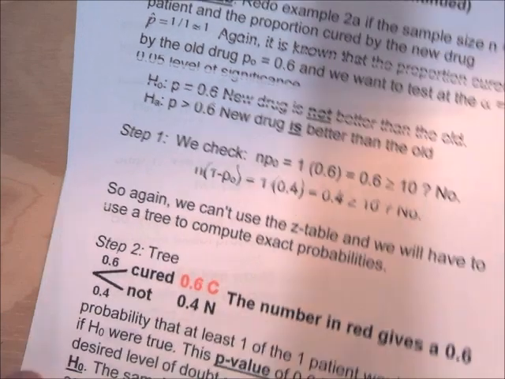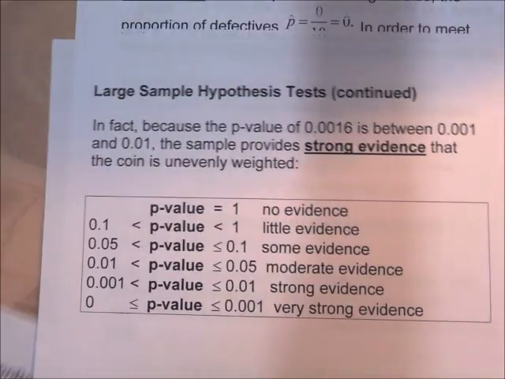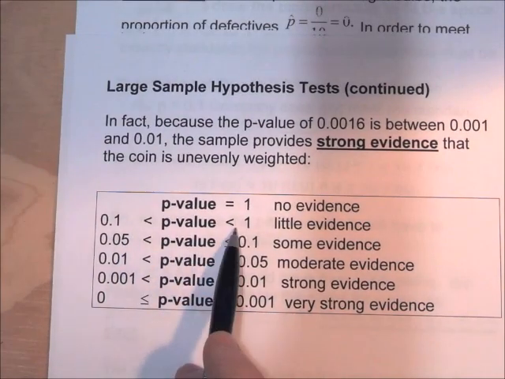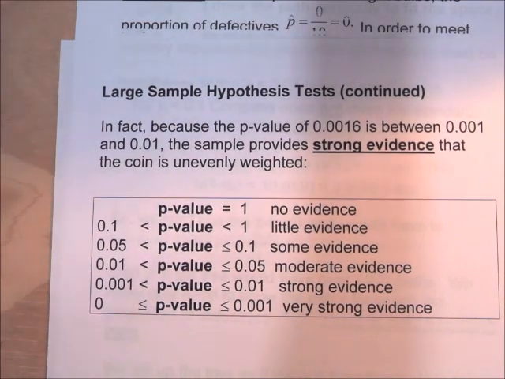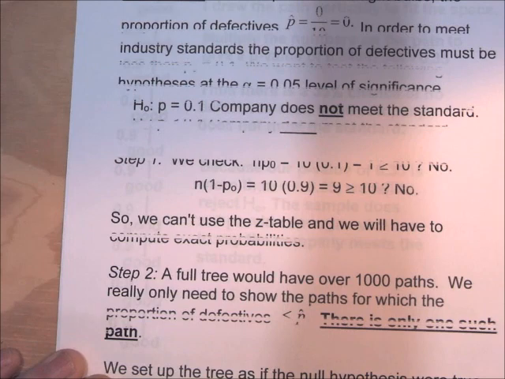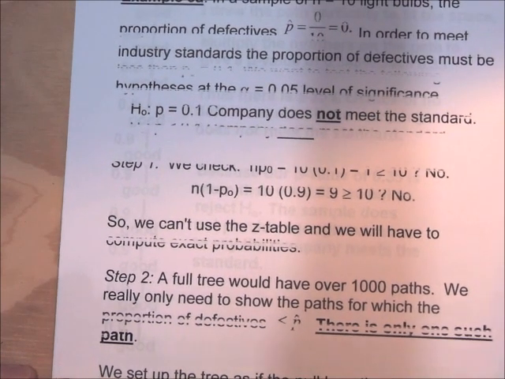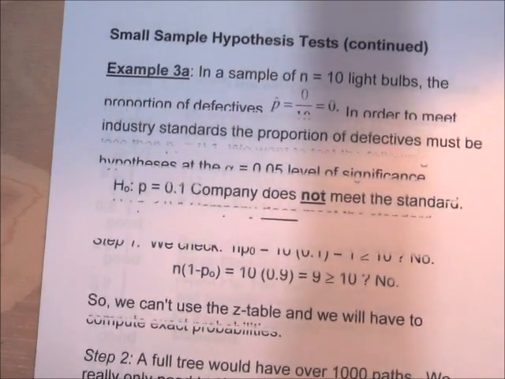And again, if you consult that chart, a p-value of 0.6 is between 0.1 and 1, it provides little evidence. It might be that the new drug is better, but that could have easily happened by chance to get a p-hat of 1 out of 1.